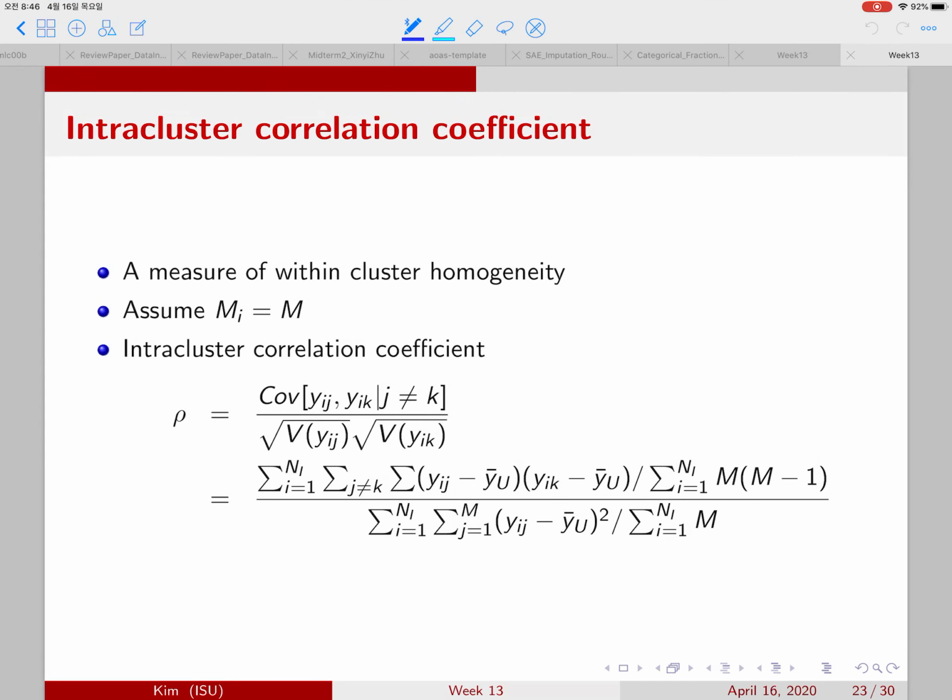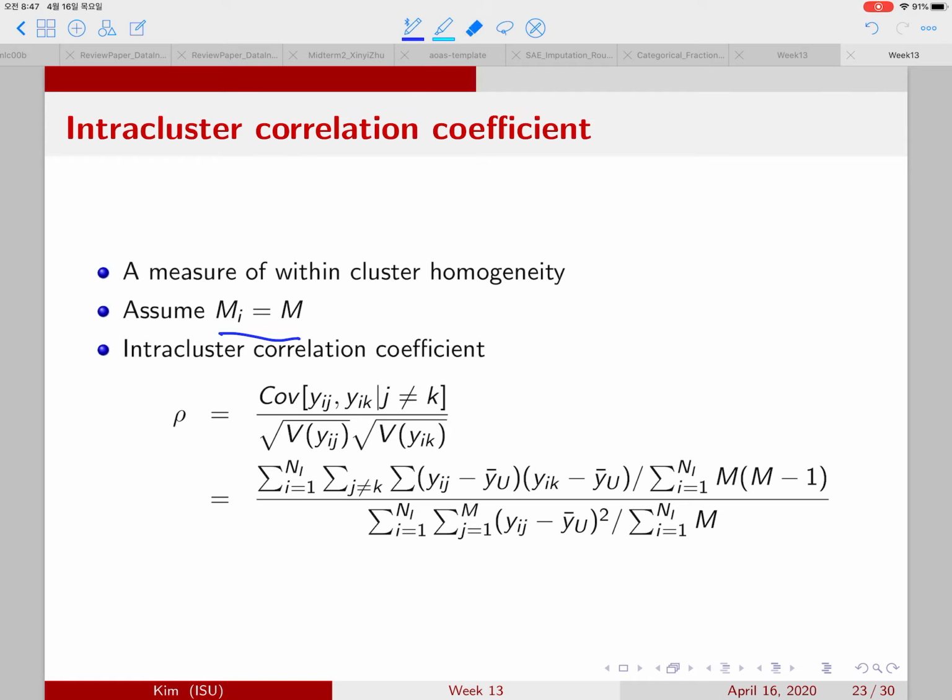Now, our goal is to compute the design effect for the simple random cluster sampling. To do this, we need to introduce a particular parameter, the so-called intra-cluster correlation coefficient. It is a measure of homogeneity within clusters. Thus, the word intra means within. We will only consider the case with m_i equal to m, the same cluster size.